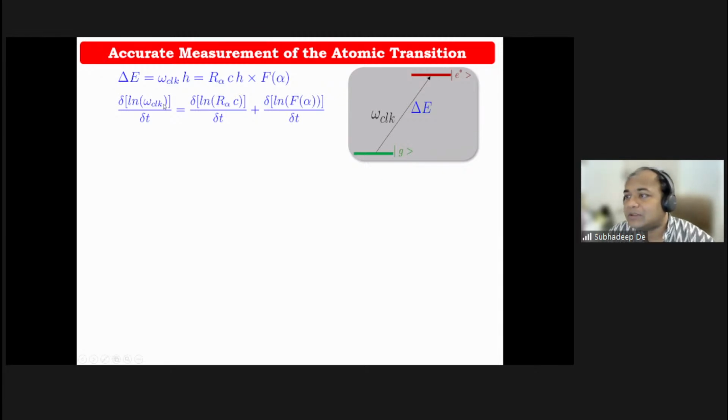If I take a partial derivative, this delta E I can write as the clock frequency times Planck's constant, and if I take a partial derivative, then I get this part, which is the time derivative.